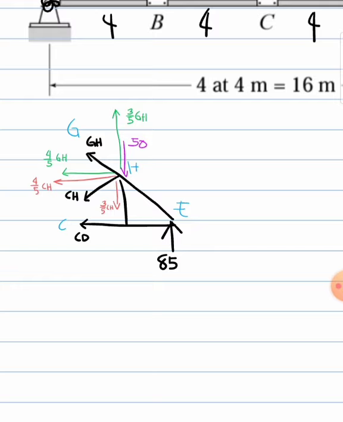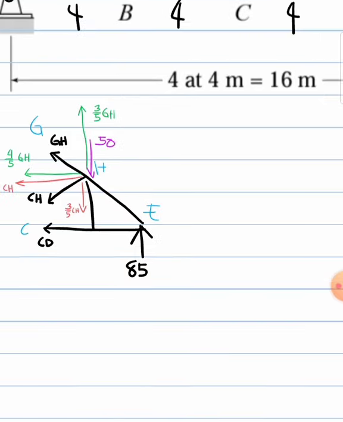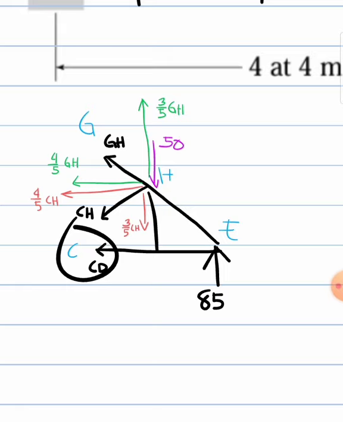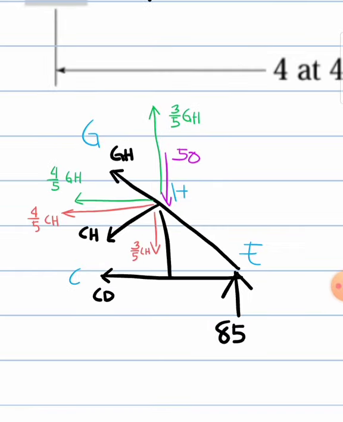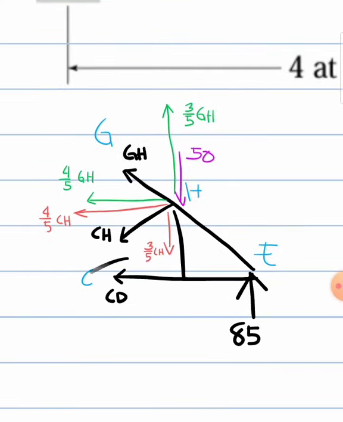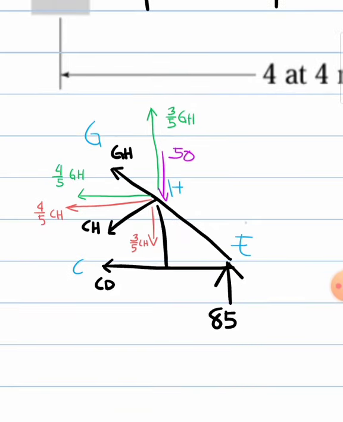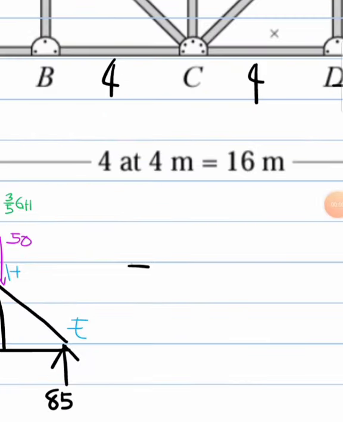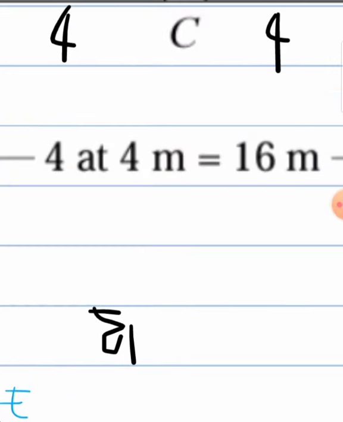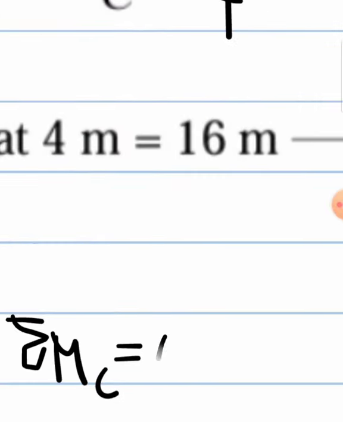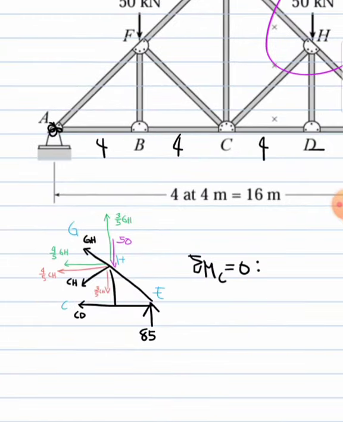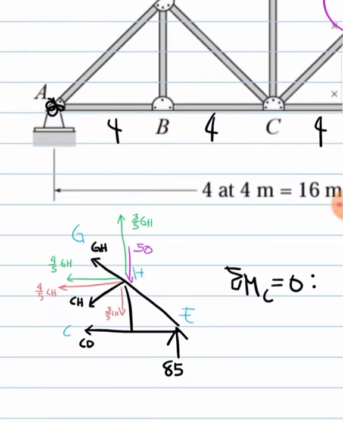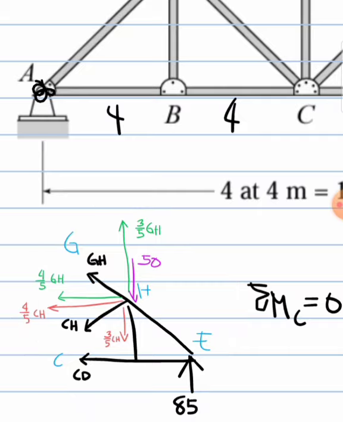Right? So now, I will ask you, where do you think is the best point to take a moment at, so we can cancel out unknowns? I suggest we take a moment at point C, because if we take moment at C, we can knock down CH and CD. And we're only left with 85, 50, and GH. We take moment at C and equate it to 0 to say that there is no rotation at point C, or in this truss, because it is in equilibrium.